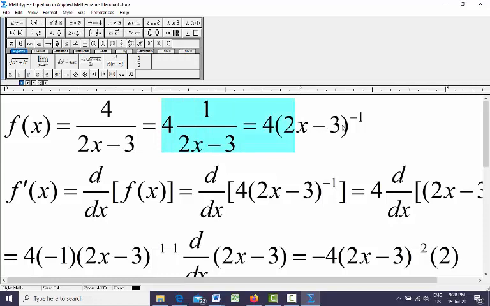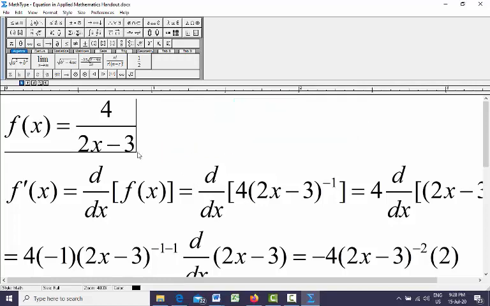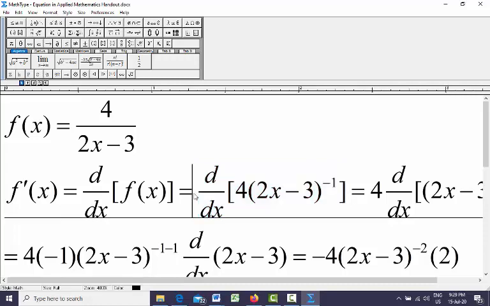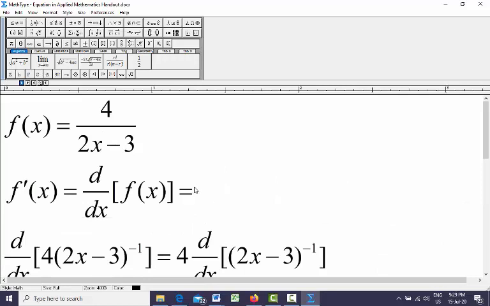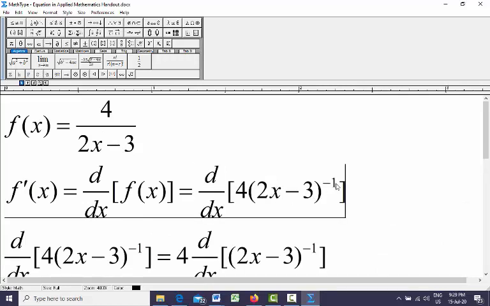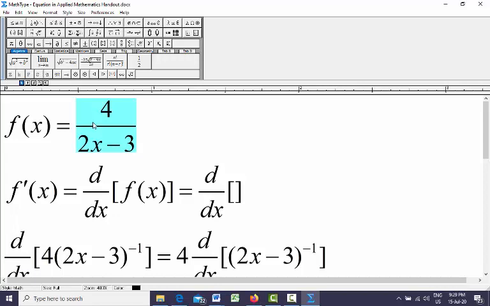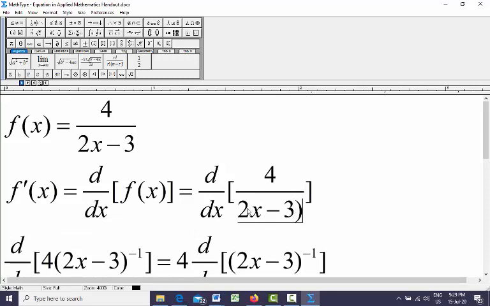I need to write like this. So this is the function we have. We can put a bracket there.